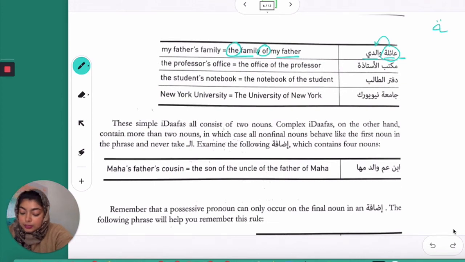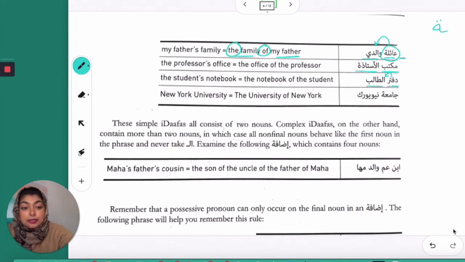I would recommend pausing. Read through these and then come back to the video. مكتب الأستاذة. So office of who? The professor. So the professor's office. We're talking about the office, so office comes first. دفتر is notebook. دفتر الطالب. Whose notebook is it? الطالب, the student's notebook. So we're talking about the notebook. We're telling you that it's the student's. جامعة New York, we did that.